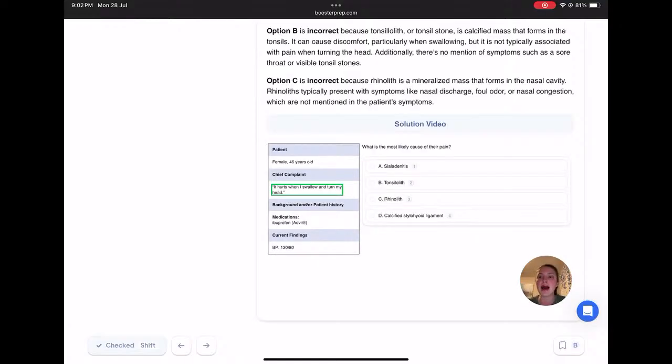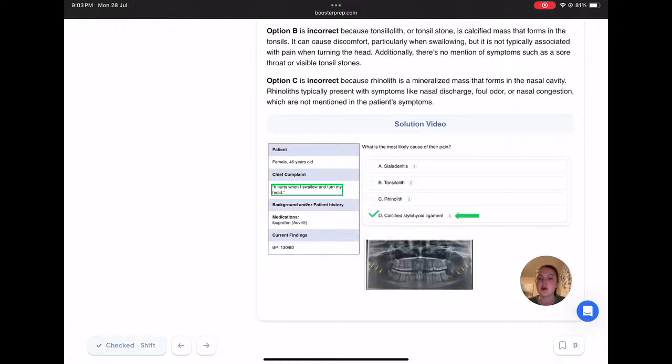Even if we didn't automatically know that the correct answer is always associated with complaints of pain when turning the head and trouble swallowing, we can think about the area that moves when we swallow and when we turn our head and can kind of rationalize what area of the body our answer choice will be in. And in this case, the cause of the pain is D, a calcified stylohyoid ligament, which is also known as Eagle syndrome.